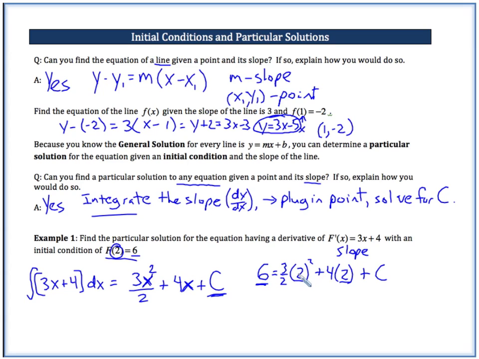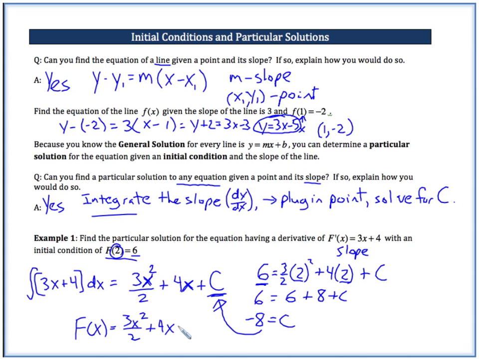Okay, so here we get 4 times 3 halves, so that's going to be 6, and this is going to be plus 8 plus c, and that equals 6. And then if we're going to solve this, subtract the 6, subtract the 8, so we have negative 8 equals c. Now once you find c, you're just going to substitute that back into your indefinite integral. And so we're going to get capital F of x equals 3x squared over 2 plus 4x minus 8.